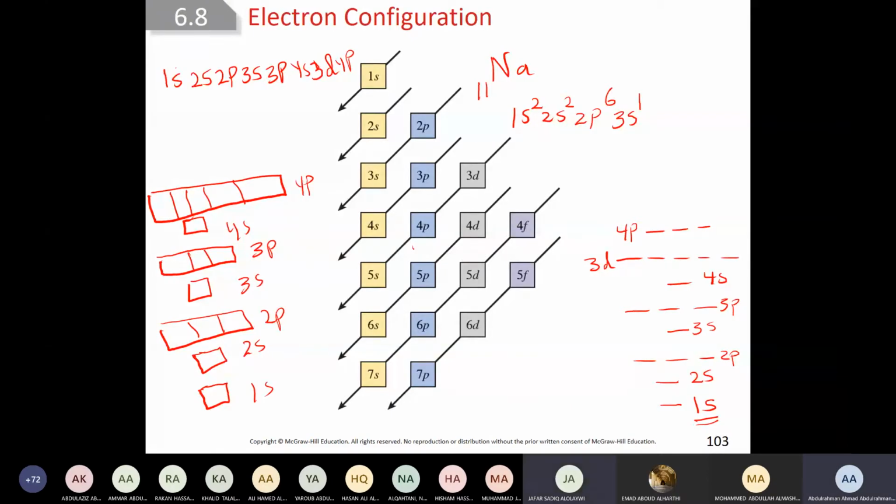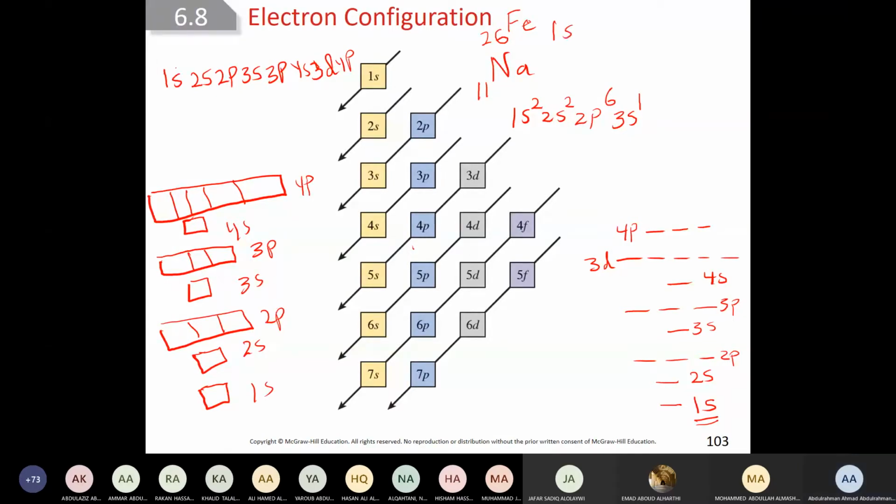Is this clear? Yes. Very good. That's one thing. Well, how about let's try something else. Let's try iron. Go and look at your periodic table and tell me what's the number of iron. 26, exactly. All right, then what's the structure? Tell me what's the structure.